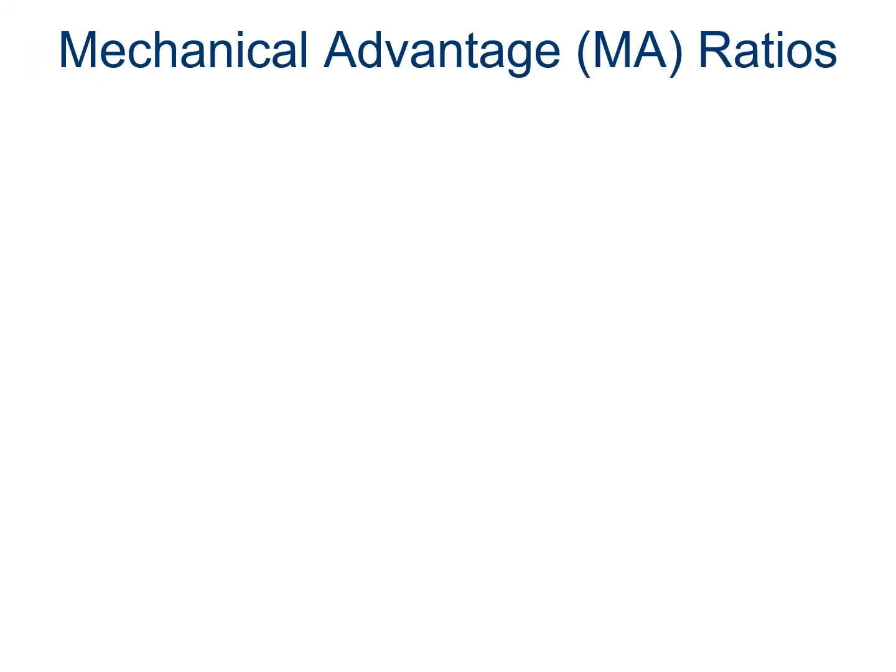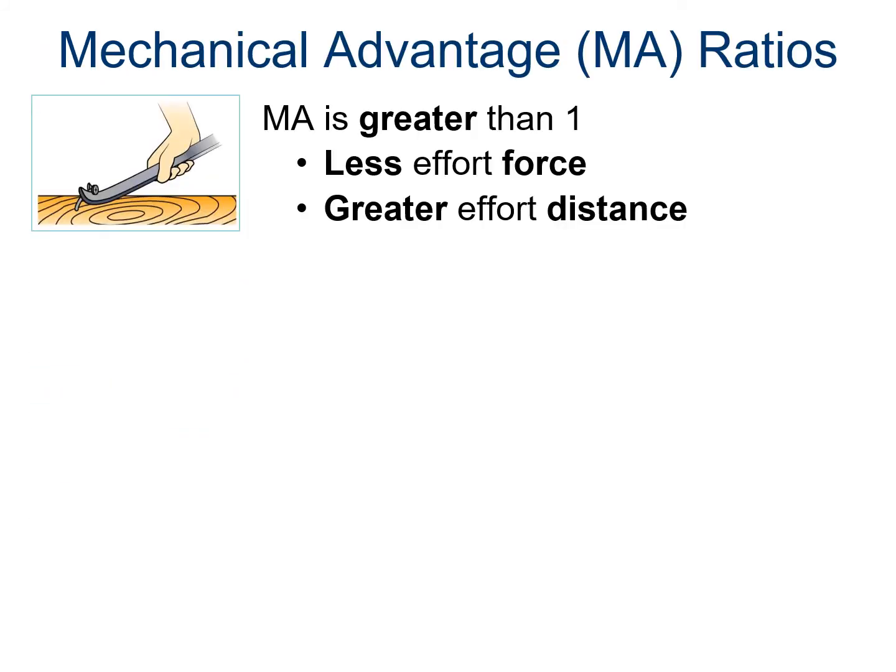So what does the number of the mechanical advantage actually mean? If a mechanical advantage is greater than 1, that's the most common situation. In this situation, you will have less effort force and a greater effort distance, like this pry bar here, where we probably couldn't pull this nail out with just our bare hands, and we're willing to move a little bit further distance than the nail actually moves in order to multiply the force that we're able to exert.